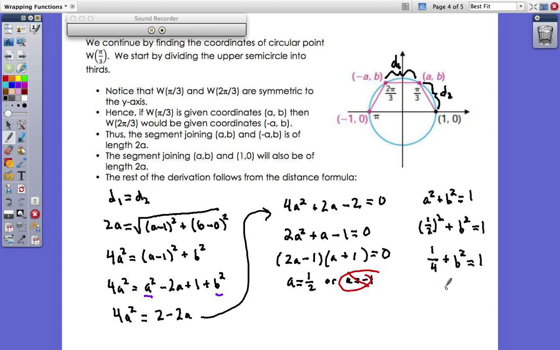And that means b squared is equal to 1 minus a quarter, which is 3/4. And that means the square root of 3/4 is equal to b, plus or minus, but we're in quadrant 1, so we'll take the positive. B would then equal root 3 over 2, because square root of 4 is 2. That means this ordered pair is 1/2 for the x-coordinate and root 3 over 2. So we figured out the coordinate of a wrap of pi over 3. 1/2 for the x, root 3 over 2 for the y.